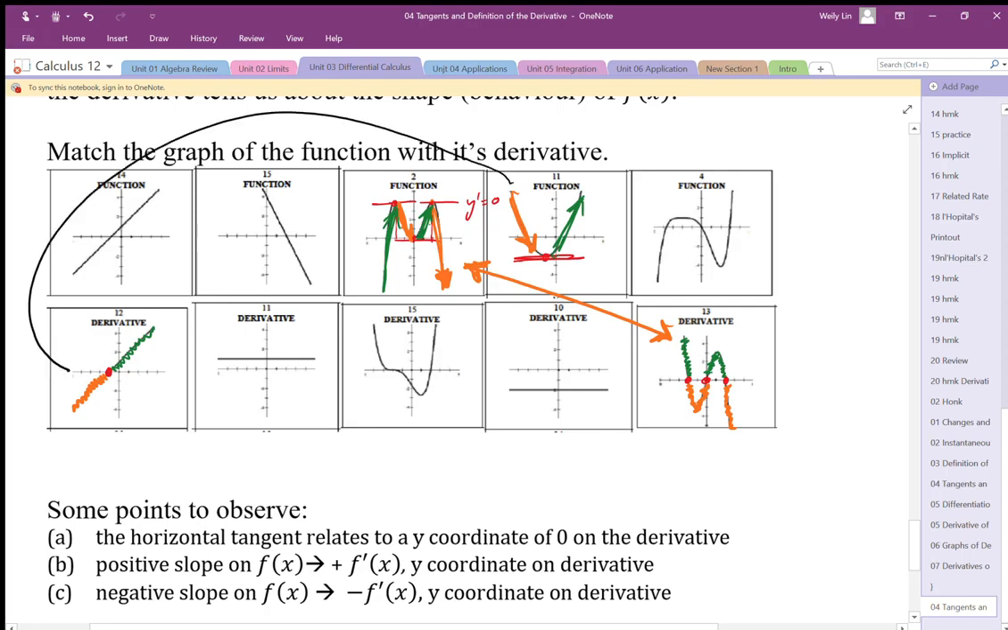The other part of this that is consistent is that the slope function of a quadratic tends to be linear, or it is linear. So the changes of a quadratic were linear. The change function, or the slope function, is linear.